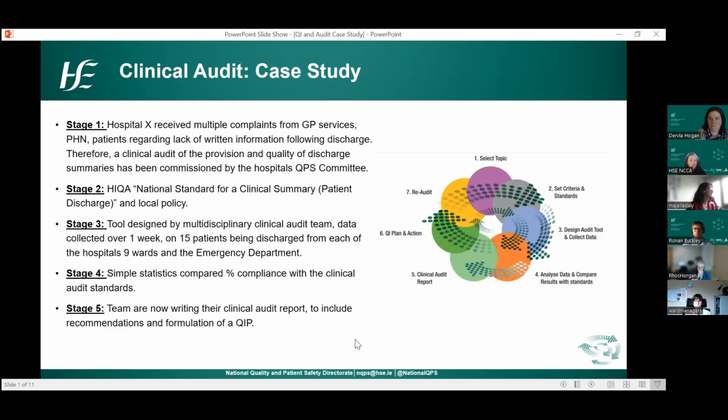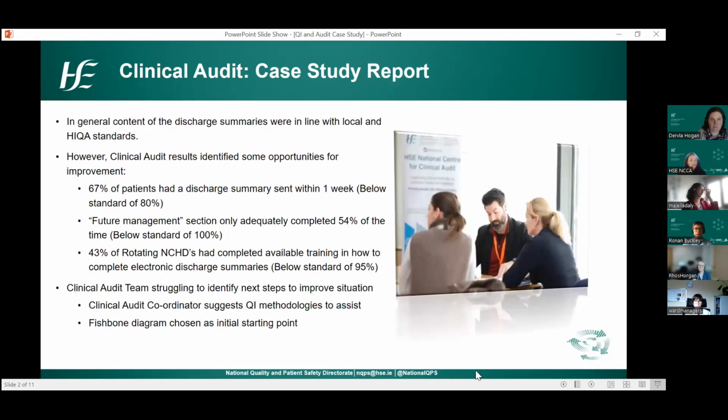So what did they find during their study? Well, in general, the content of the discharge summaries was in line with the local and HIQA standards. However, the clinical audit, as often happens, identified some opportunities for improvement. So 67% of the patients had a discharge summary sent to them within 1 week, and that was below the standard set, that was 80%.